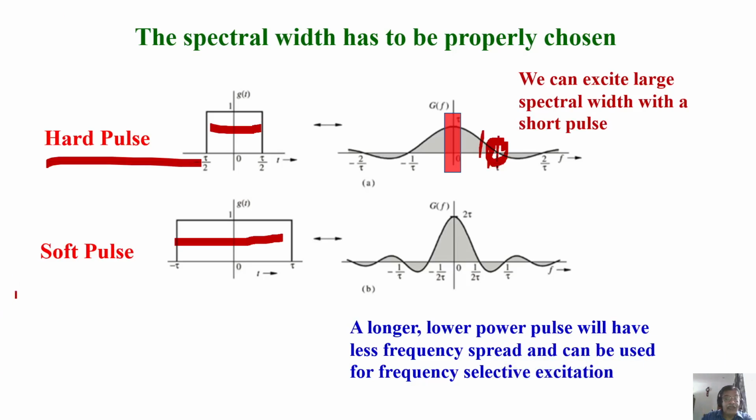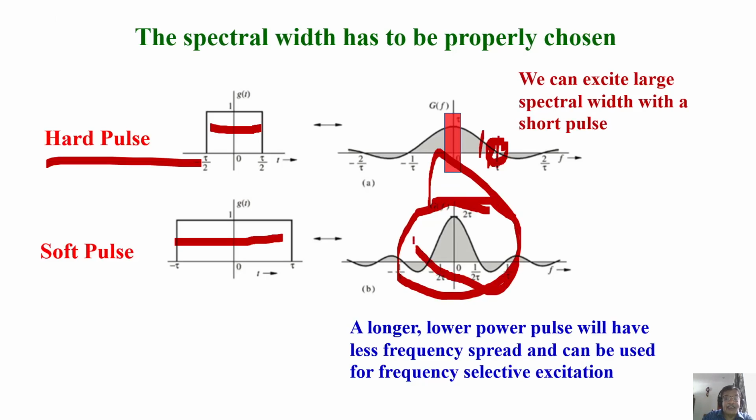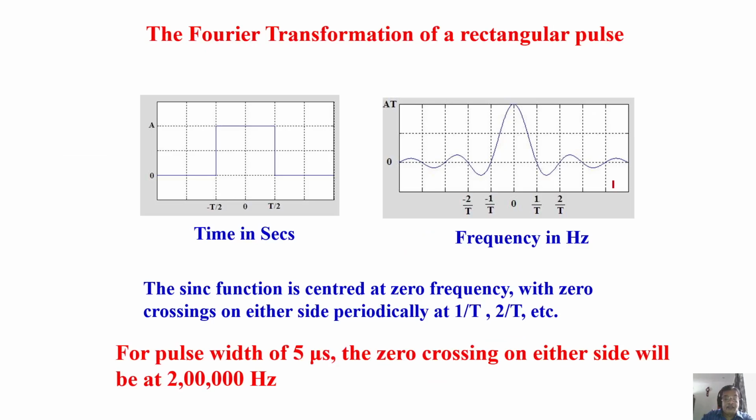So remember, where do we use a soft pulse? There are selective excitation experiments. In such experiments, we use a very soft pulse. This is called a soft pulse, a broader pulse, so it excites only a narrow region. So this is the thing you should remember.